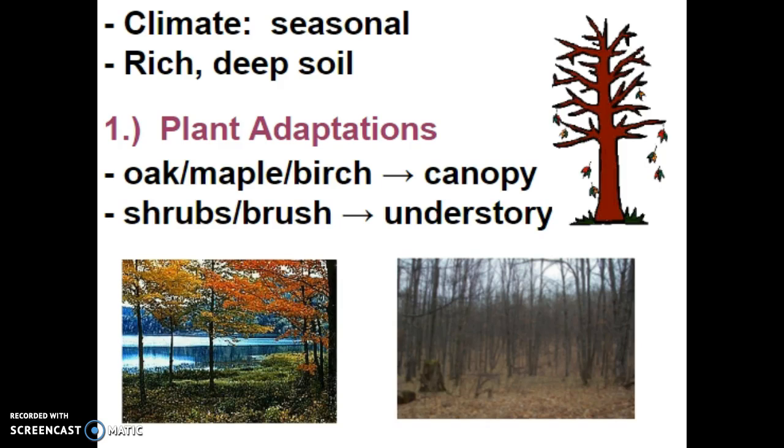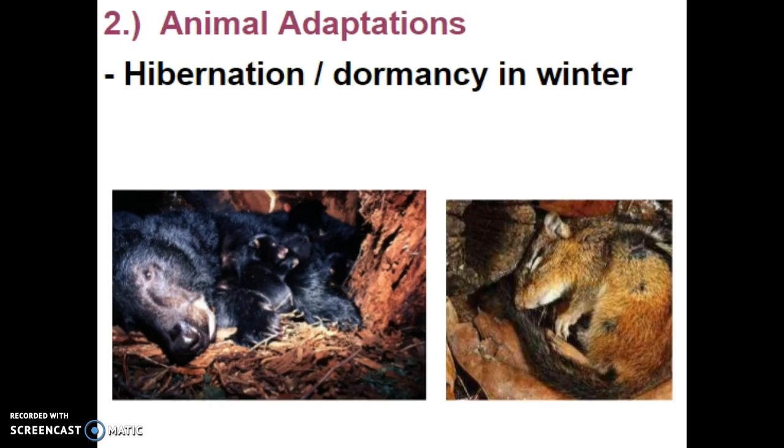The soil in a deciduous forest is very rich and very deep. Because of all of those nutrients and deep soils, that's why the maple, oak, and birch reside in our deciduous forests. A lot of shrubs and brush can be in the understory as well. More light will reach the understory of a deciduous forest than a tropical rainforest.